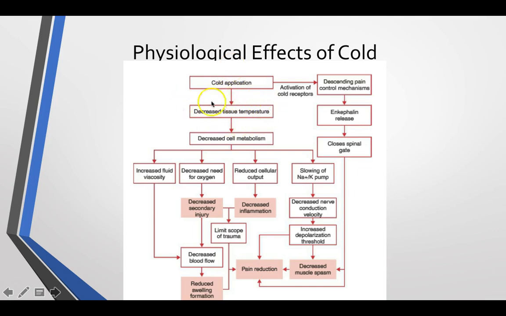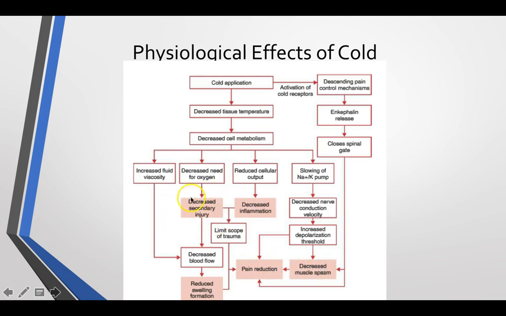One of the main things is that we're trying to decrease tissue temperature. And mainly that is for decreasing cell metabolism, especially when we're talking in the immediate response to an injury. And so when we decrease cell metabolism, we have all of these other side effects that also happen. We slow the sodium calcium pump, we reduce cellular output, we decrease the need for oxygen, and we increase fluid viscosity. So you can see then what happens, and the red shaded are usually our goals, right? Why we would use cold.